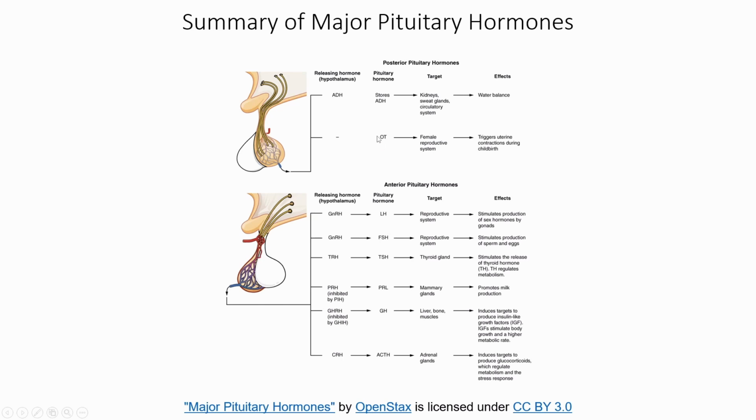The oxytocin, this is also known as the cuddle hormone. This mainly, though, is targeted for the female reproductive system for childbirth.